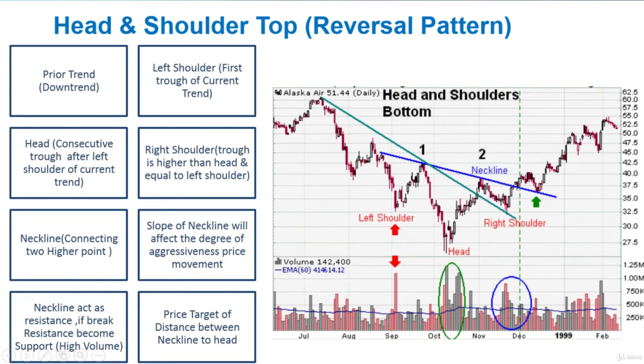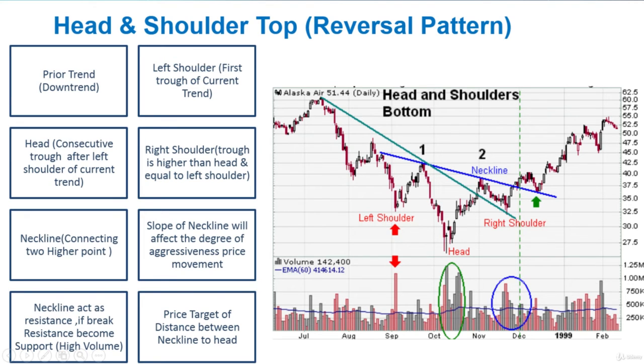Now we discuss head and shoulder bottom in detail. As the sample chart shows on your screen, you easily identify that head and shoulder bottom is always formed at absolute bottoms. The first bottom is the first bottom in the current trend. Then a head is formed, which is a consecutive lower low from the left shoulder. Then the right shoulder is formed, which is much higher than the head and equal to the left shoulder.